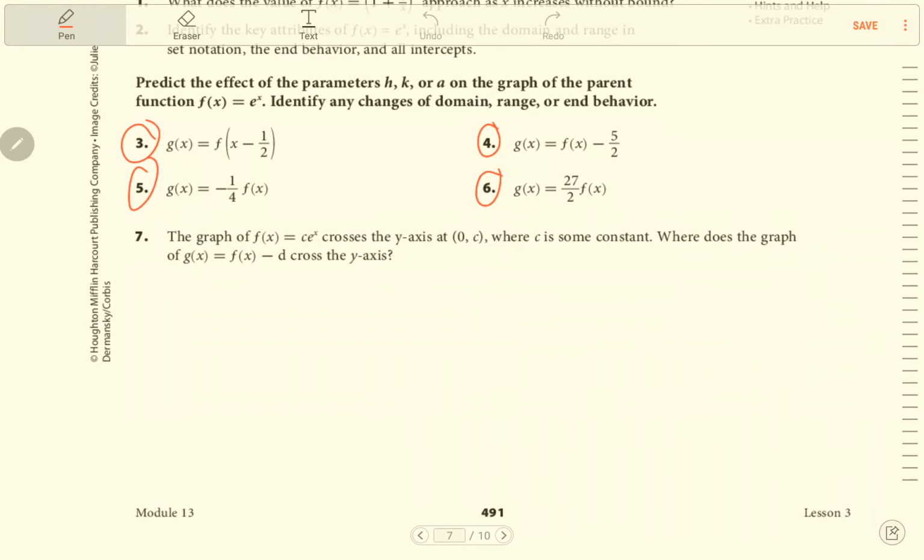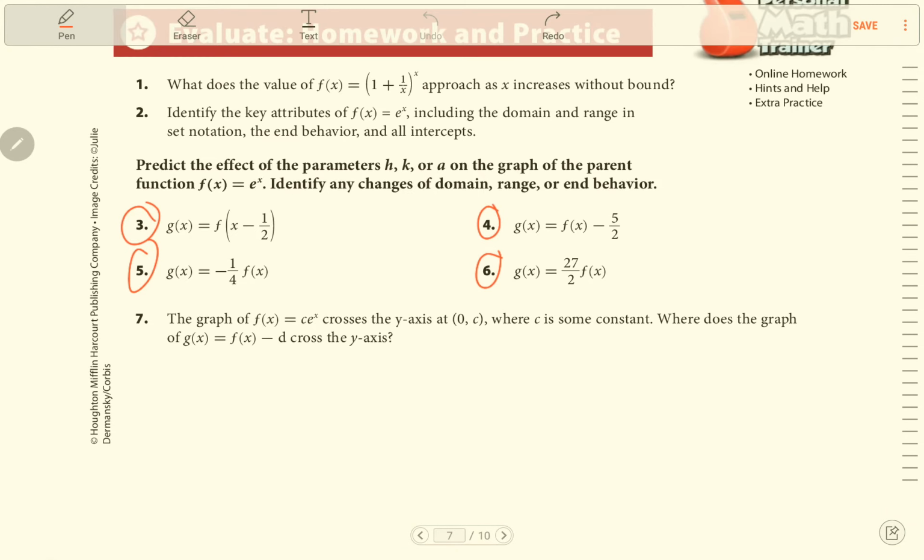So we're looking at the homework problems here on page 491. All right, so the first question is here. It just asks us to identify the parameters of the parent function f of x. Predict the effect of the parameters on the parent function f of x equals e to the x.